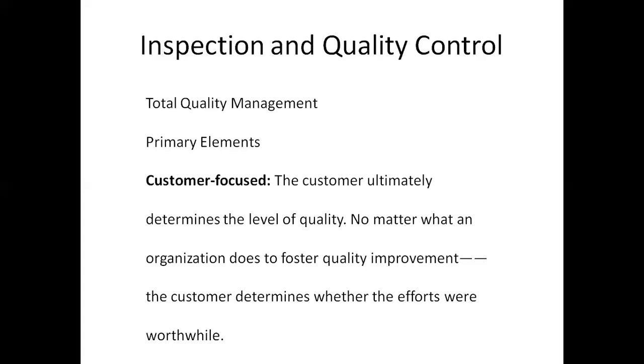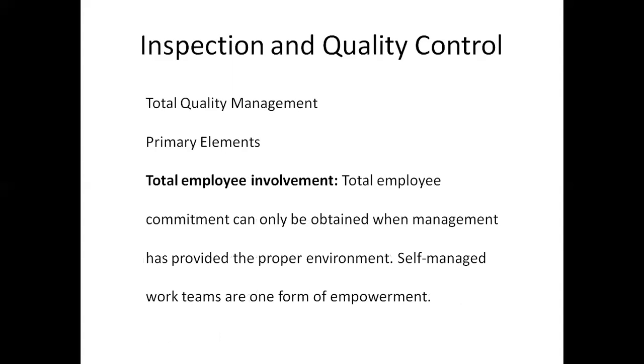If he does receive that from a certain product, then according to the customer, the efforts and the price he pays are worthwhile. And if the customer doesn't receive the particular quality that he or she is looking for, then the customer perceives that product as being of inferior quality. Now we have total quality management and its primary elements.